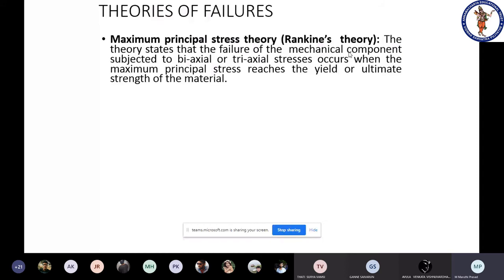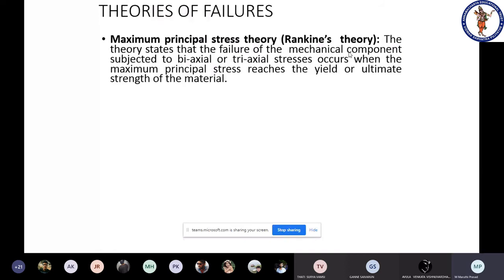So you have to remember a theory with both the names. What is the principal criteria, or who is the person who proposed that particular theory. Both are very, very important for us. You should remember a theory by name as well as the criteria of failure. Okay, first theory is maximum principal stress. Here the criteria of the failure is maximum principal stress, that is nothing but the major principal stress, which we already discussed today. That is one value.